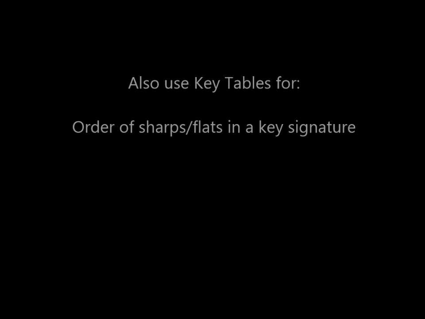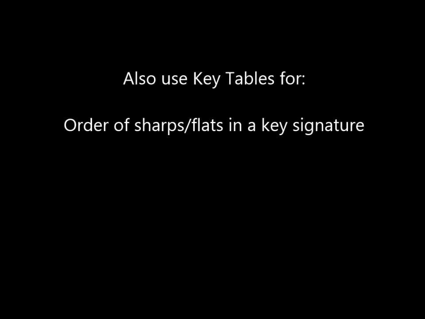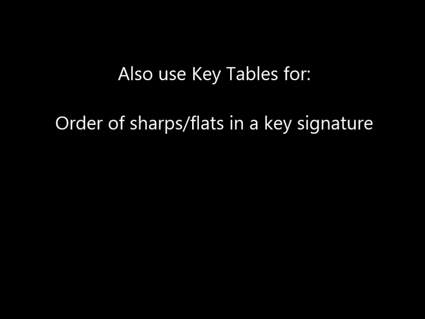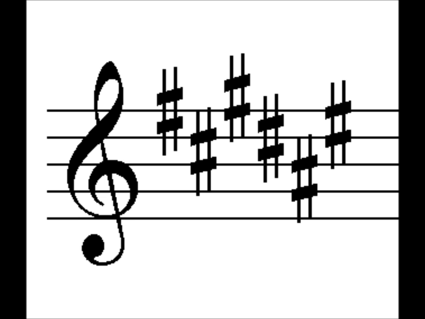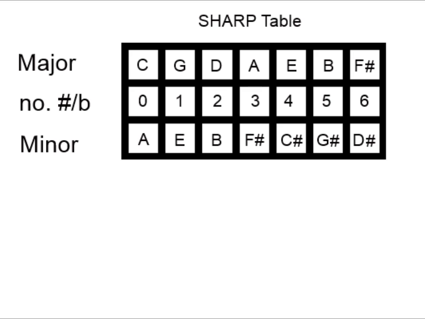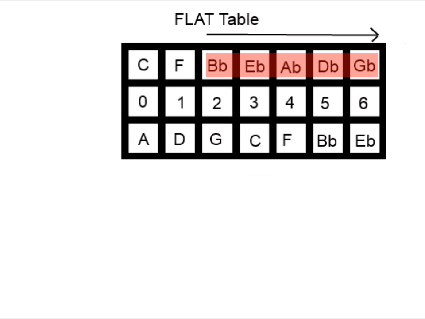You can also use your key tables to remind yourself of the order of the sharps and flats used in a key signature. If you look at the order of sharps, we begin with F sharp, then C, G, D, A and E sharp. This is the same order of the letters that are used in the sharp box. And the same goes for the flats. The flat box tells you the order of flats in key signatures.